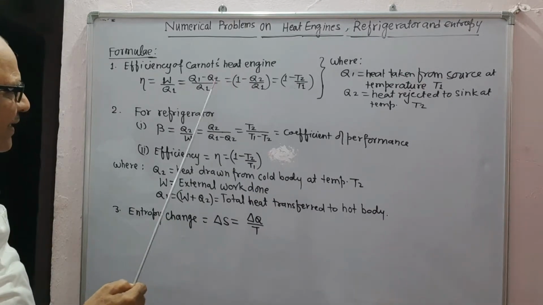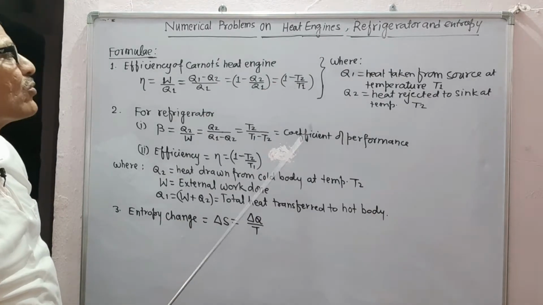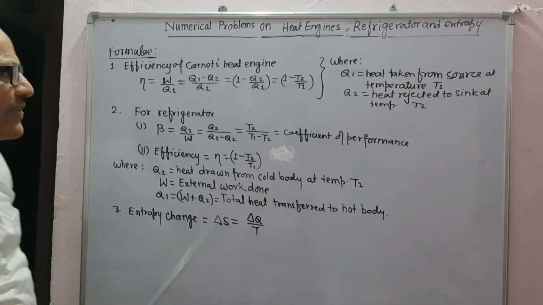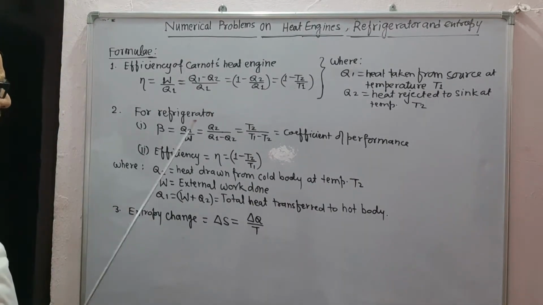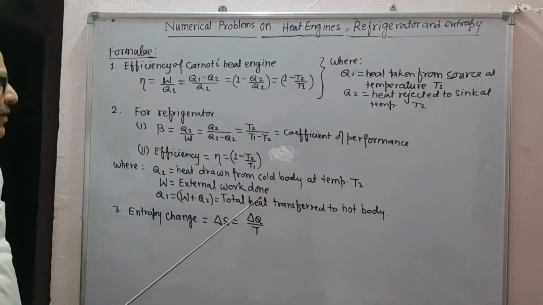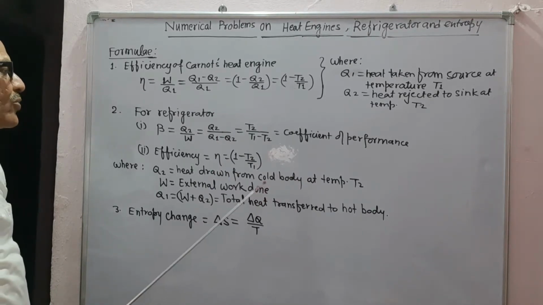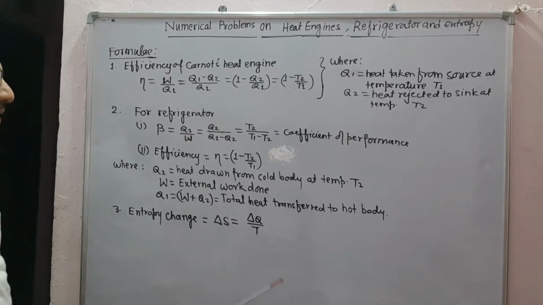So it can be written as 1 minus Q2 upon Q1 or 1 minus T2 upon T1. And for percentage efficiency we can multiply it by 100. Second, for refrigerator, coefficient of performance, which is denoted by beta, is equal to the ratio Q2 upon W, where Q2 is heat extracted from lower temperature body at temperature T2 and W is external work done.